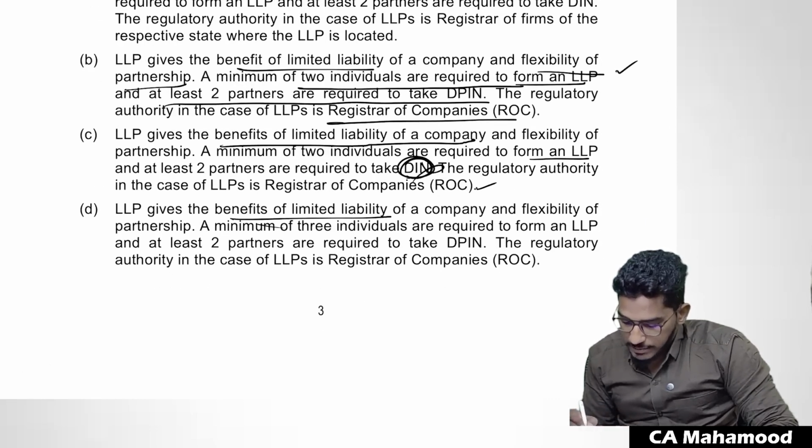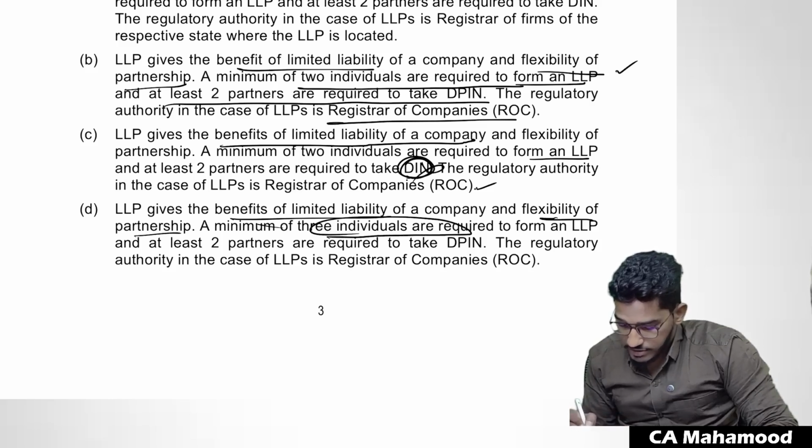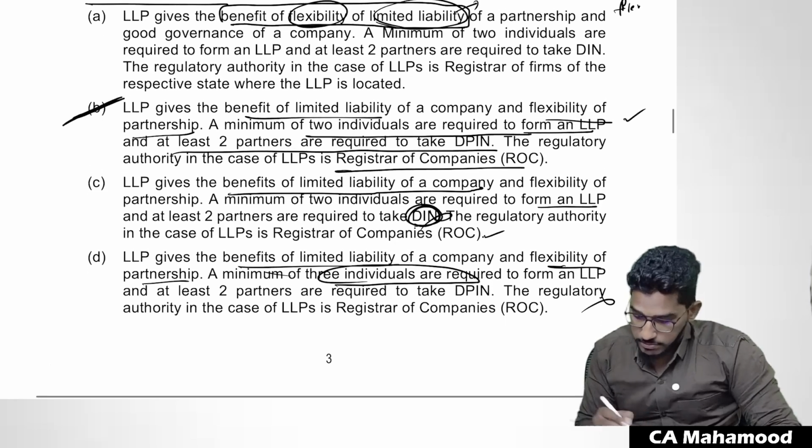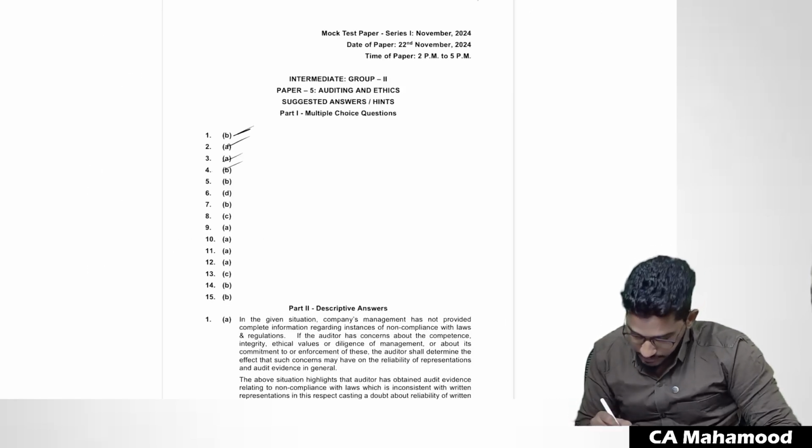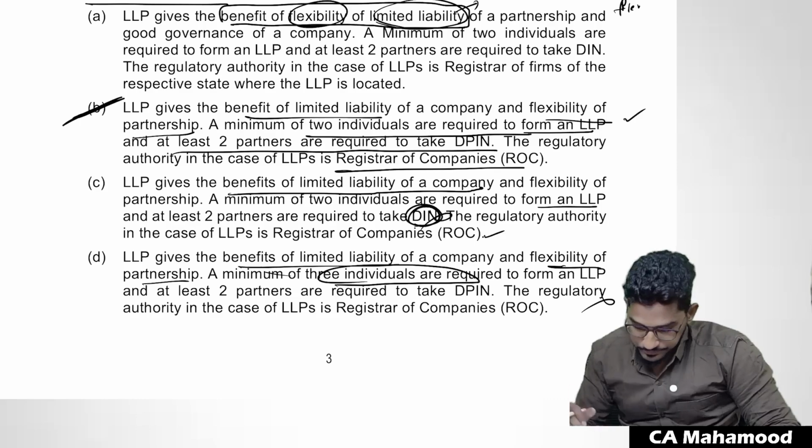LLP gives the benefit of limited liability of a company, flexibility of partnership. A minimum of 3 individuals are required. No, 2 individuals will be enough. And at least, so this is also wrong. So the correct option is option number B. Okay, so if you cross verify with the key, yes, 5th one is B.